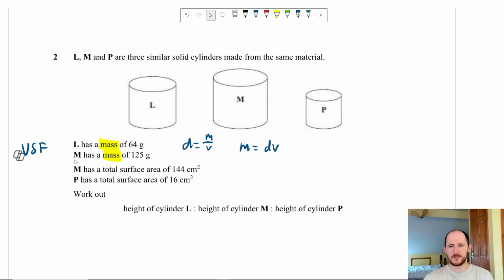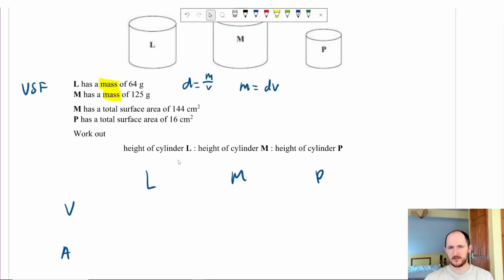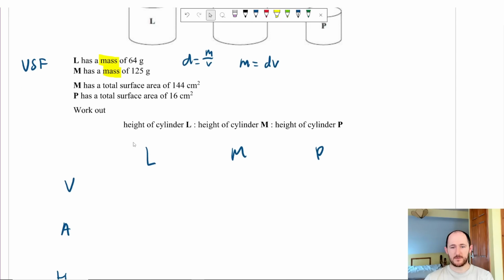So the first thing I would do is I would lay out L, M, P, and I like to have some kind of, I call it a table. And we're going to have the volume, we're going to have the area, and the length scale factor. Ooh, I just realised, you know what, let's call it the height scale factor, because I've already got an L there. And I never take 2 L's, ever. So, now we just fill in the information.